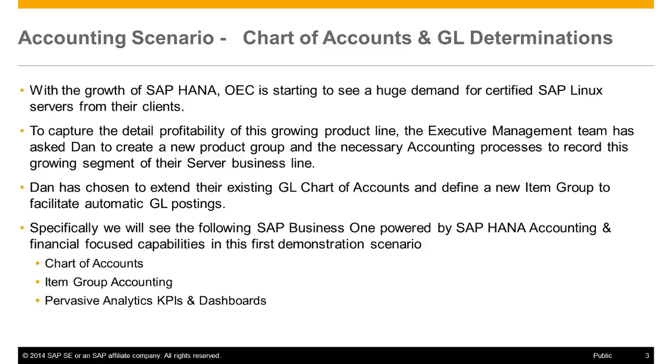To capture these financial details, Dan has chosen to extend their existing GL chart of accounts and define a new item group to facilitate automatic GL postings. Specifically, we will see the following SAP Business One powered by SAP HANA accounting and financial focus capabilities in this first demonstration scenario: customized financial workbench, pervasive analytic KPIs and dashboards, chart of accounts, item group accounting, and enterprise search.